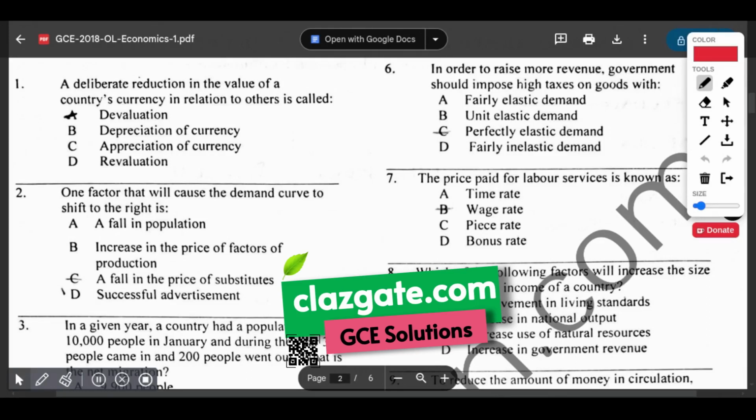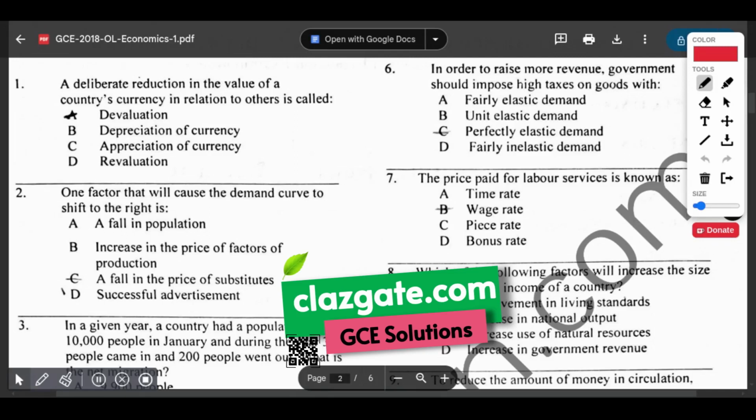Perfectly elastic demand is wrong because with perfectly elastic demand, a small price increase will result in zero quantity demanded. Zero quantity demanded, that's the definition of perfectly elastic demand. With a small increase in price, nobody will demand it, so it will decrease revenue. Okay, and then fairly inelastic demand.